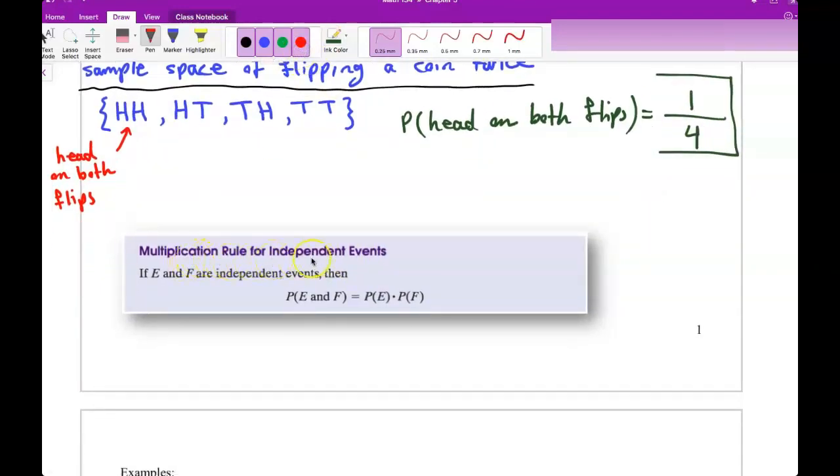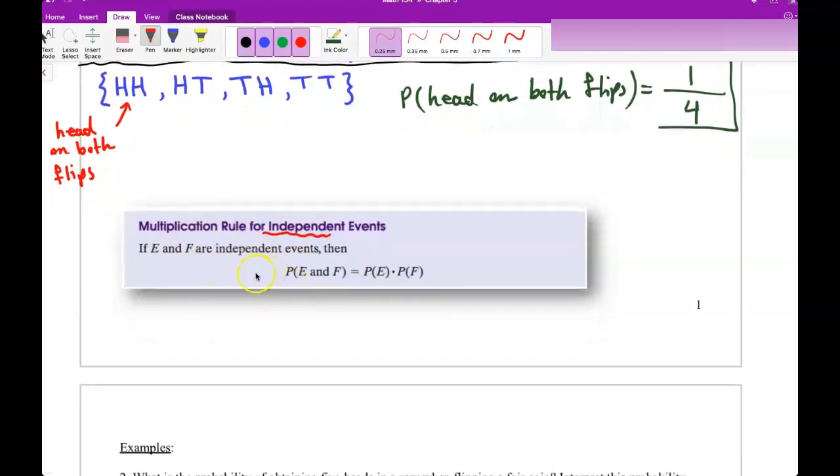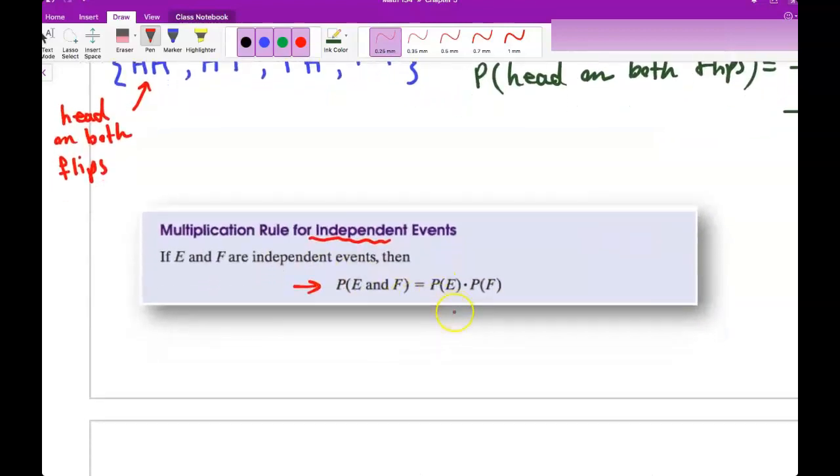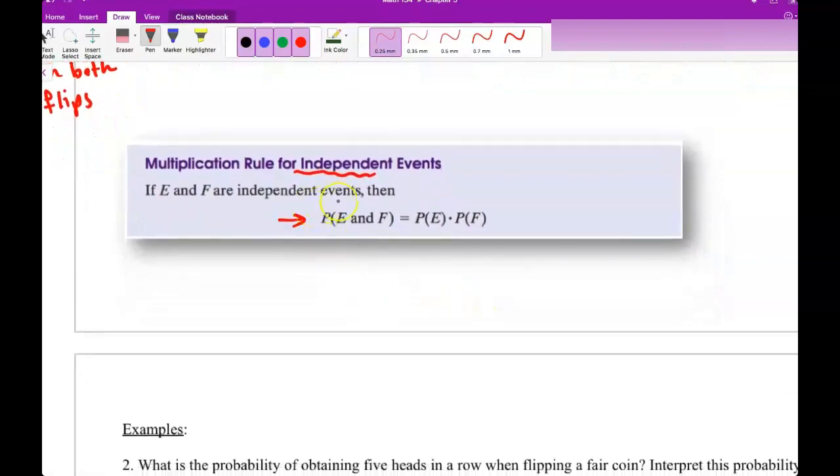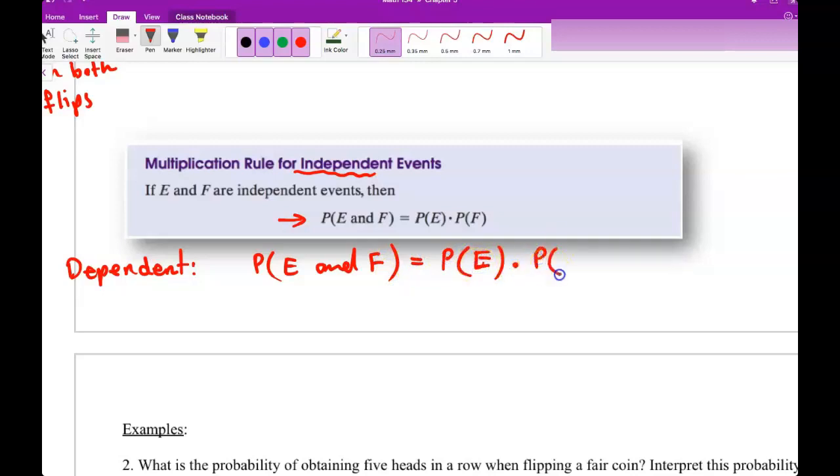Now next part is the multiplication rule for independent events. So this is what we have for this part. Probability of E and F is equal to probability of E multiplied by probability of F. We're gonna cover dependent events later, but I write that part here too, so you can compare what is the difference. So for dependent events, we have probability of E and F, that is equal to probability of E multiplied by probability of F depending on E.